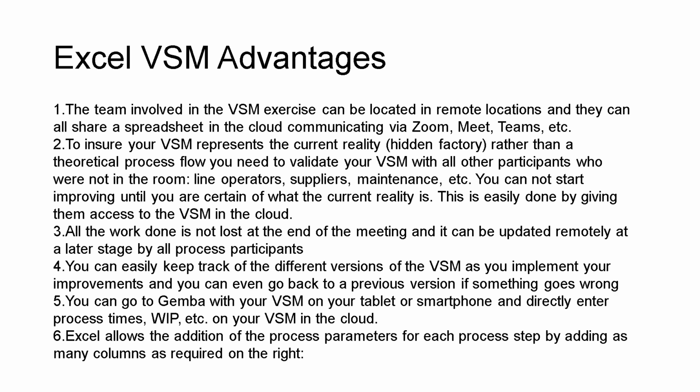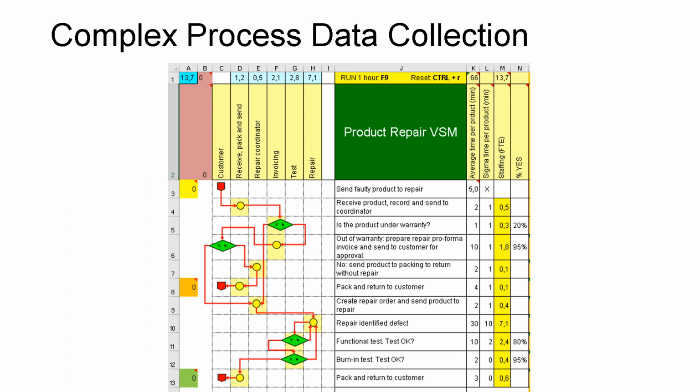Excel allows the addition of the process parameters for each process step by adding as many columns as required on the right. After we all agree with the value stream map, we need to collect the data. For a simple process, if no data is available, we can manually collect the data in the line. This will give us a rough estimate of process times of each step.